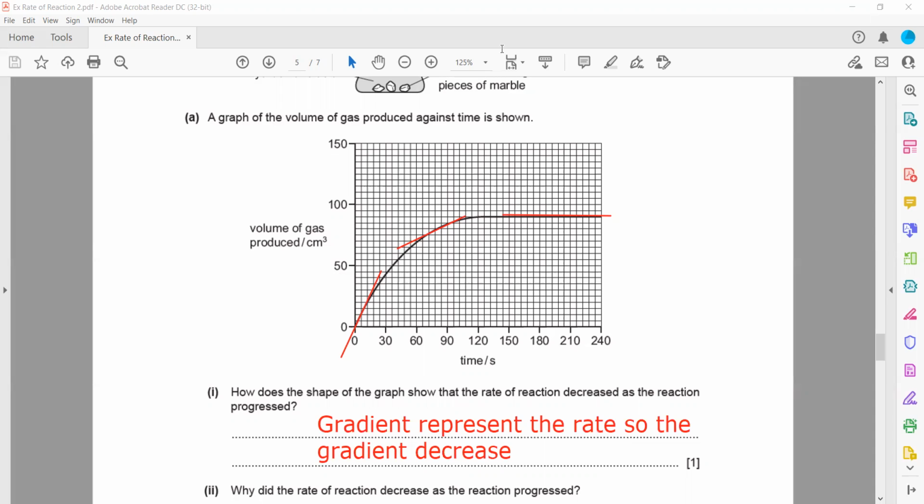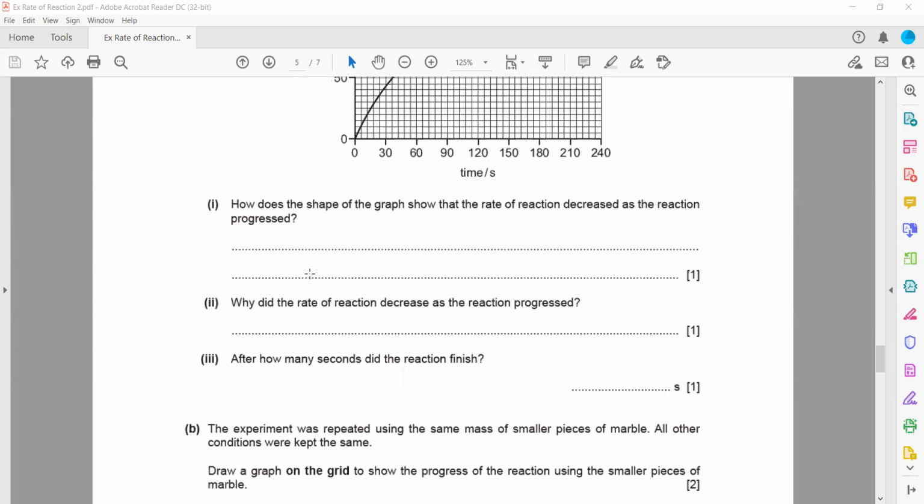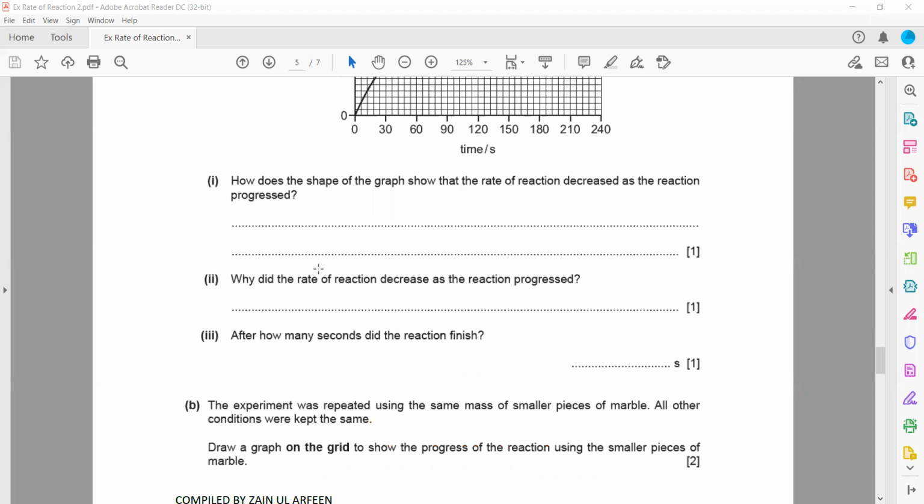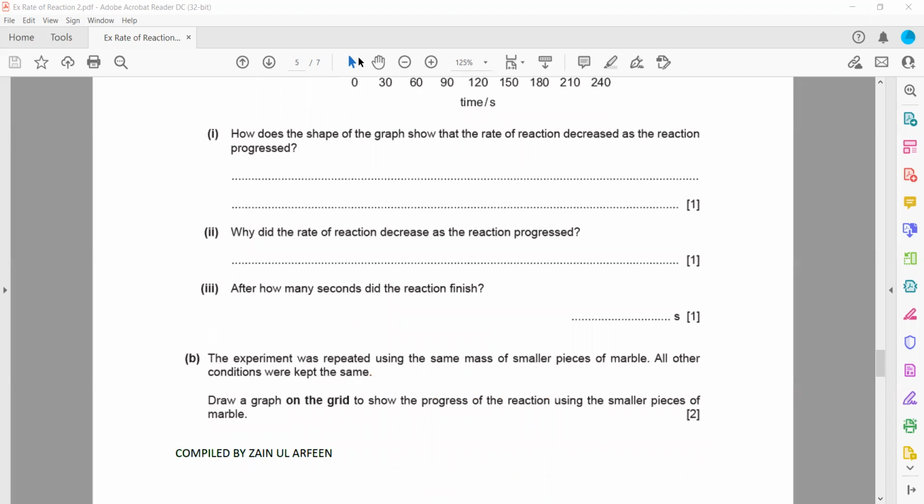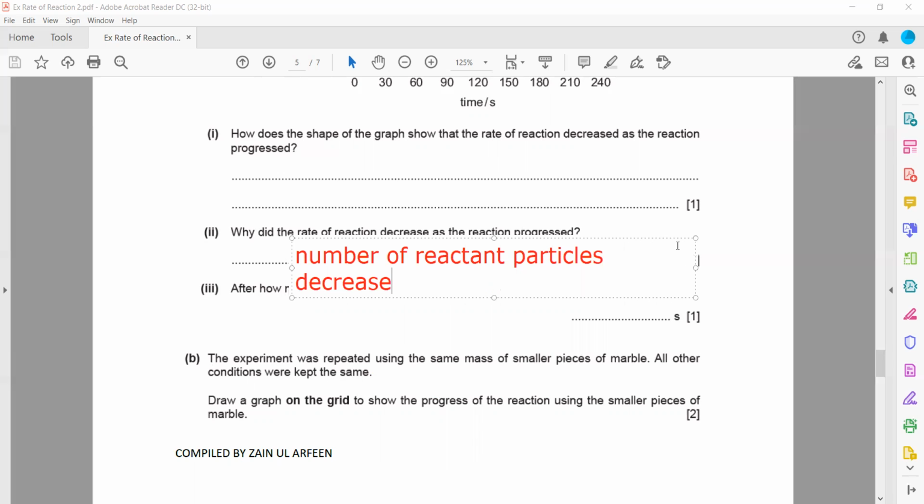Then the second part, why did the rate decrease as the reaction progressed? So why is the rate decreasing? Because in the beginning you will have more particles of the reactant, but with the passage of time, the number of the reactant particles decreases. That's why the rate of the reaction is also decreasing.